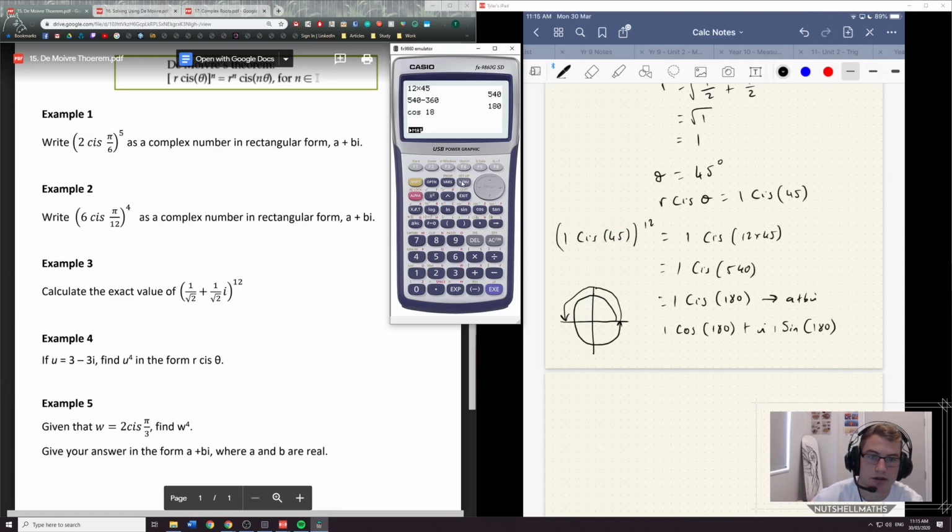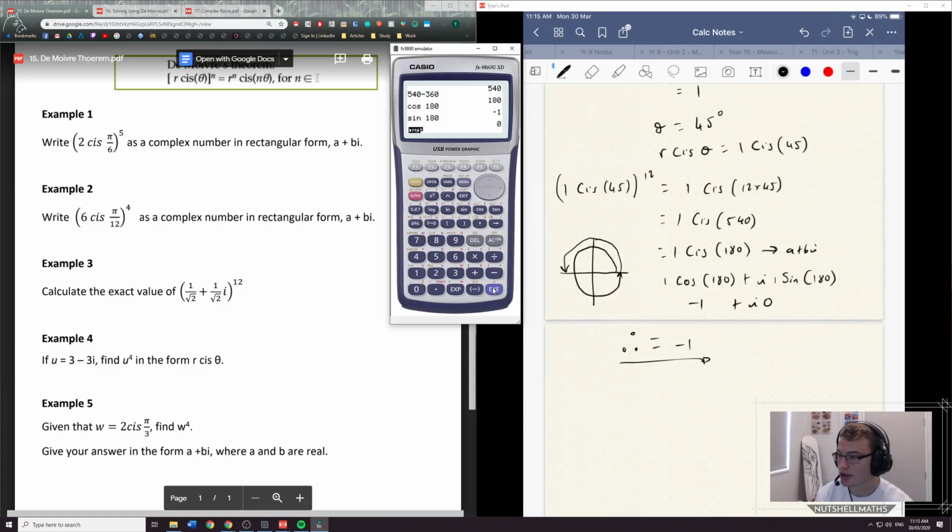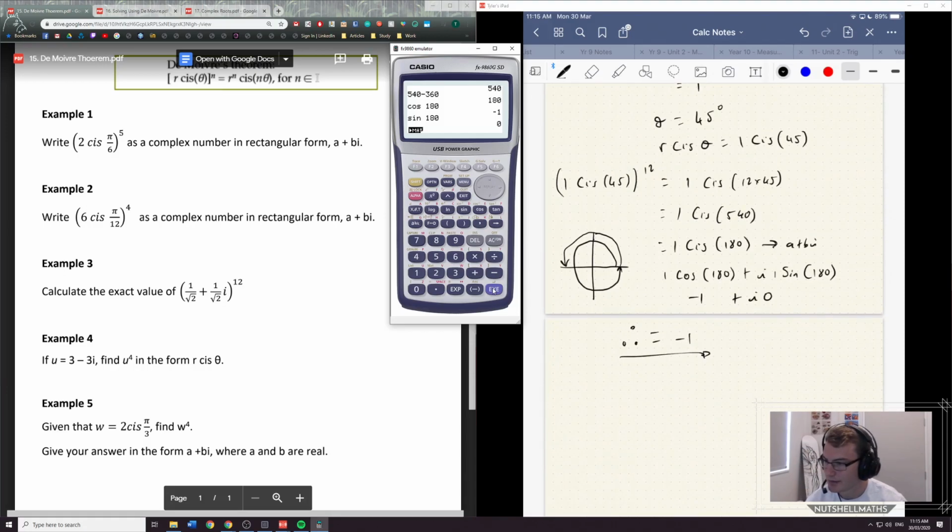Am I in degrees or radians? So I'm in radians, so let's make sure I'm in degrees. Cos 180 is minus 1, plus i times sine 180 is 0. i times 0, therefore, just equals minus 1, which is the exact value. Sorry, I didn't finish.